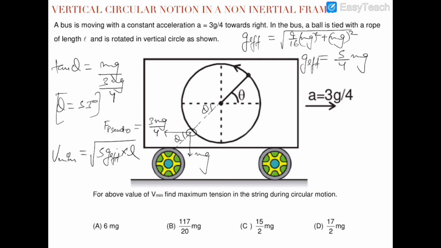Now V minimum is equal to under root of g effective, which will not have m, so it is 5 by 4 g. So V minimum will be equal to under root of 25 gL by 4, because we are putting the value in this equation. So V minimum will be equal to 5 by 2 root gL.